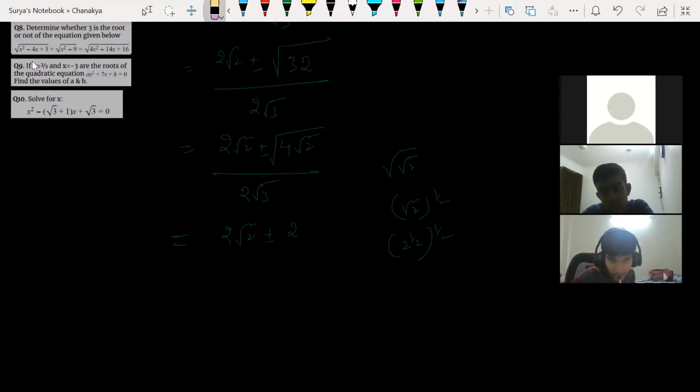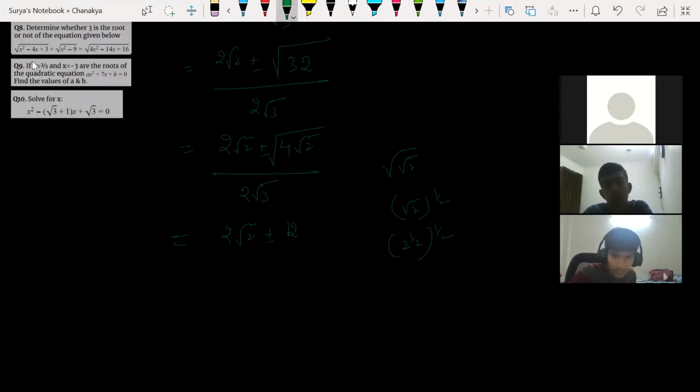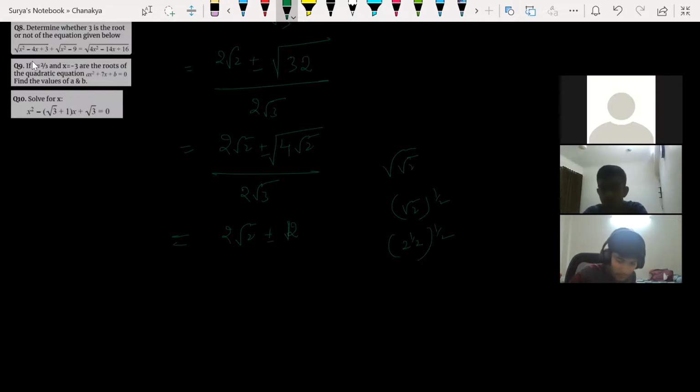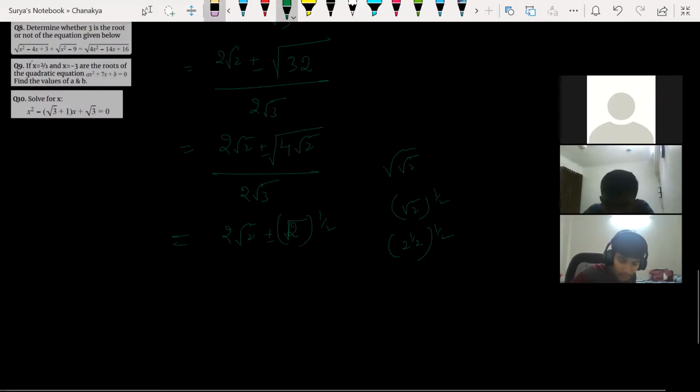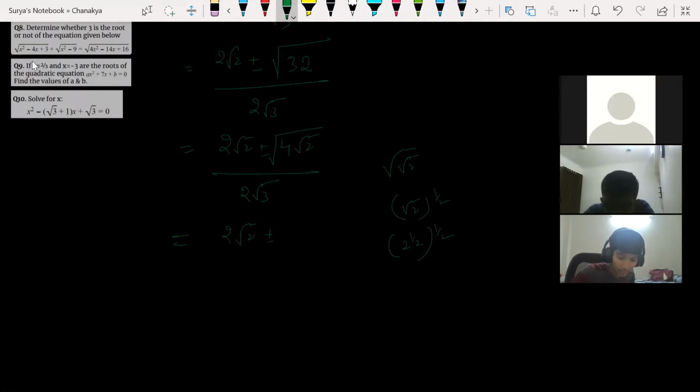Getting my point? Yes or no? Yes, sir. So let us write it as it is, like this: root 2, whole power of 1 by 2, or root 2, root 2. So isn't it? So how can we calculate? Are we doing it correctly? See, instead of writing like that, can we write like this?